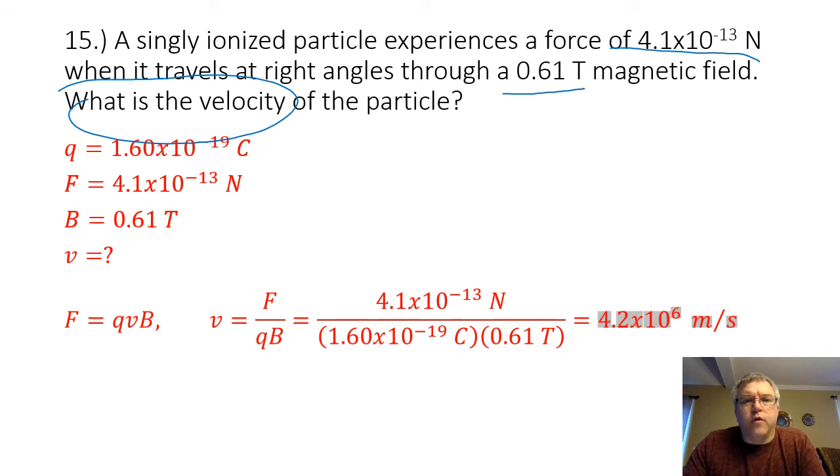Solving that for velocity, I'm going to get velocity equals F divided by QB. Plug in my known values, and I should end up with a velocity of 4.2 times 10 to the 6th meters per second.